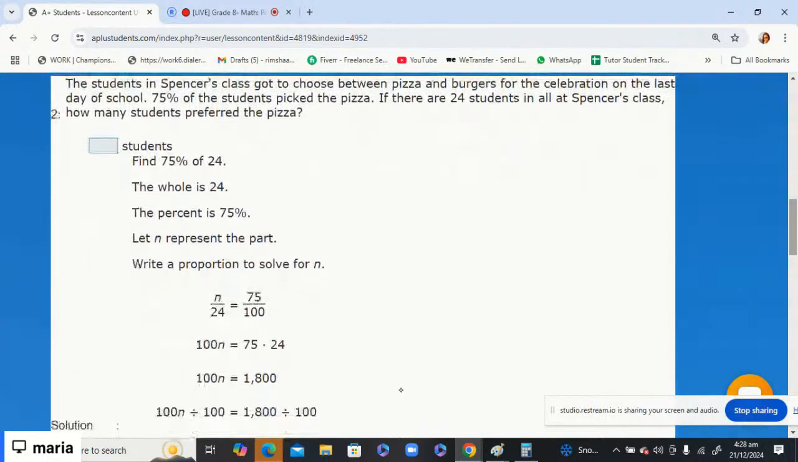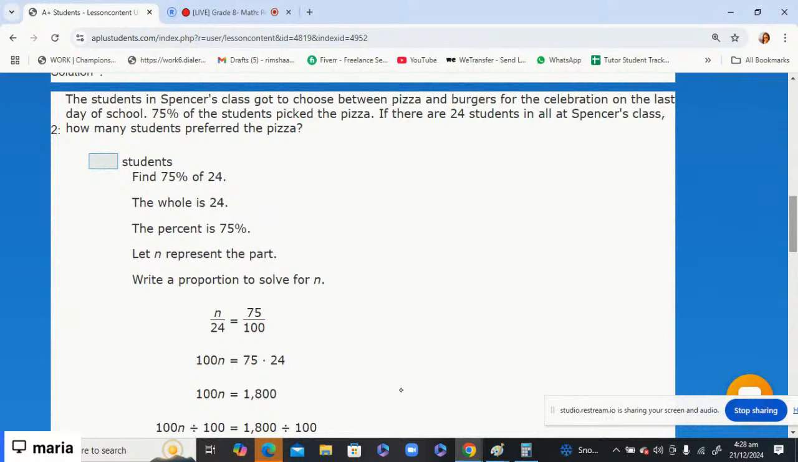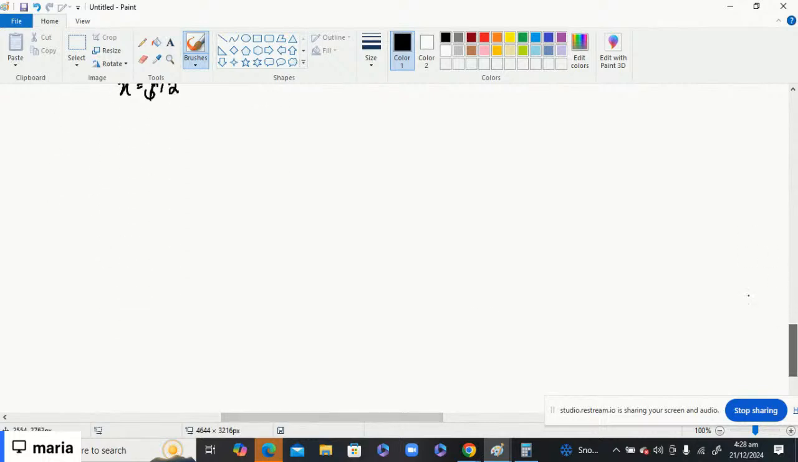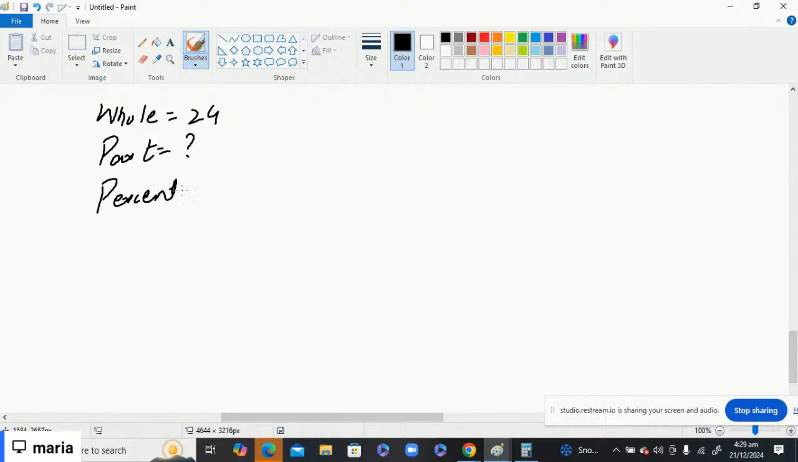So how can you solve it? 24 students in all, and we're going to find the 75%. Okay. So 24 students in all, so the whole is given, 24. The part is missing, and the percentage is 75%.